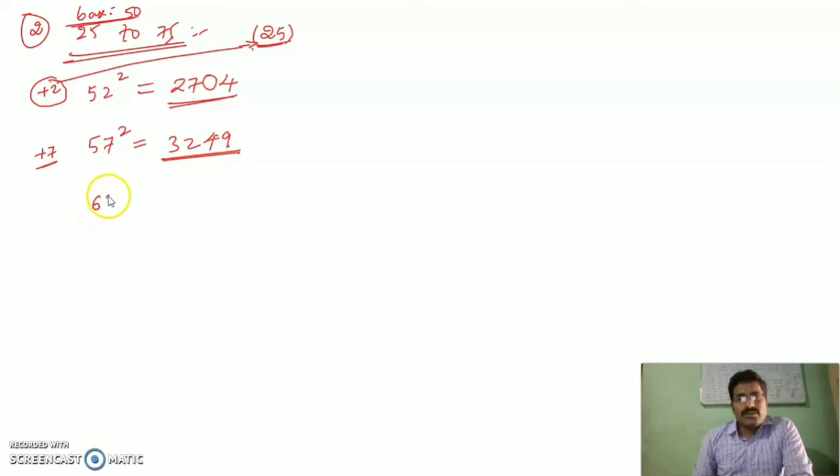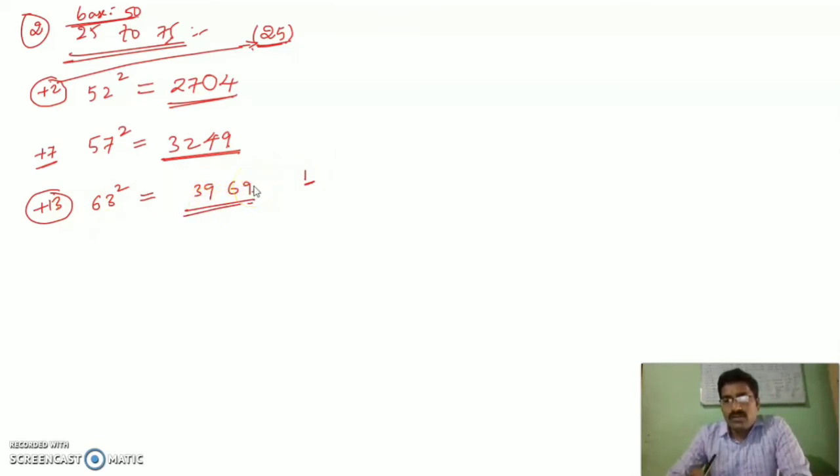Next, suppose take 63 square. 63 is how much more than 50? 13. So 13 square value, how much? 169. So here 3 digits are there, but we have to fill only 2 digits. So carry 1, 69. Next add 13 to 25. 25 plus 13 how much? 38 plus 1, 39. So 63 square how much?